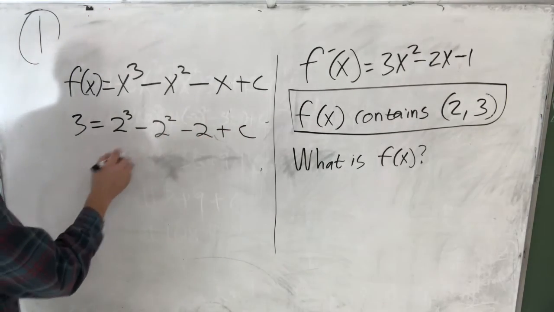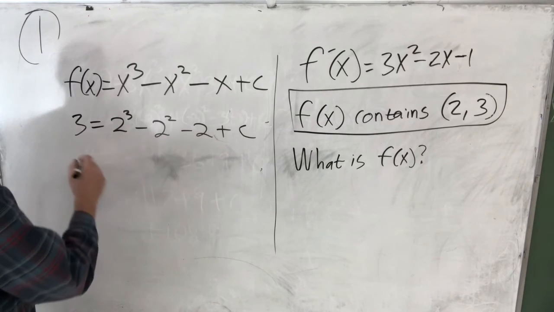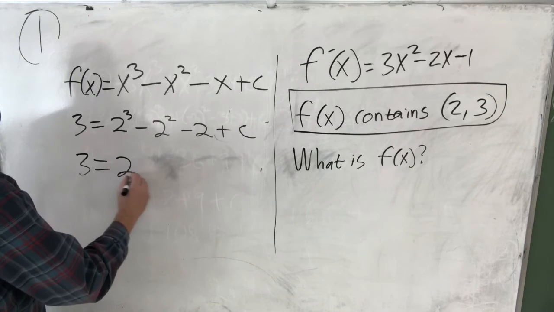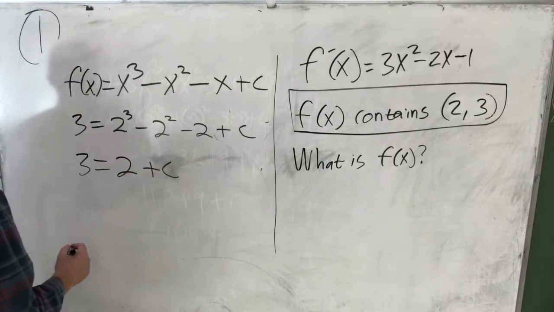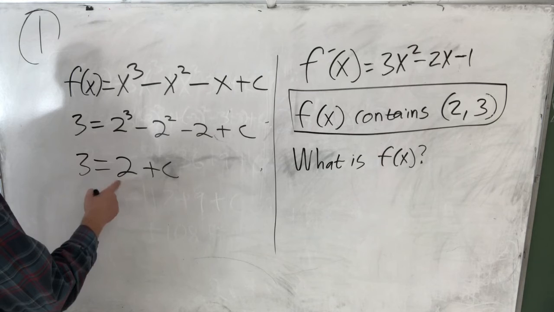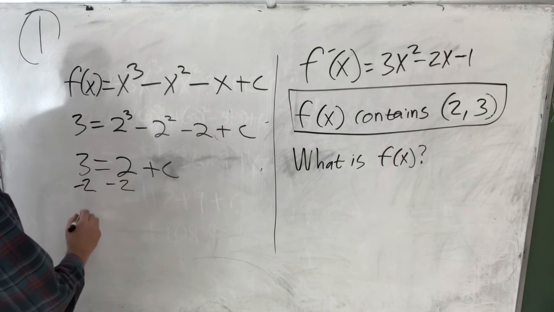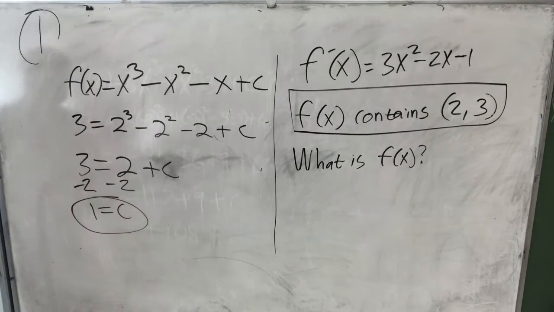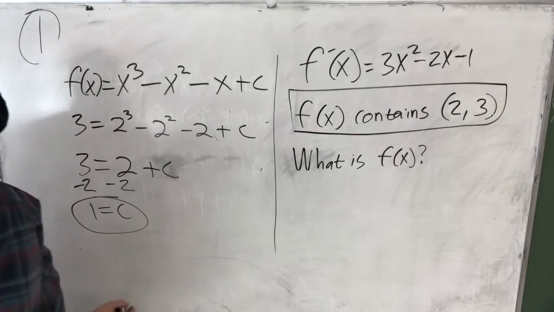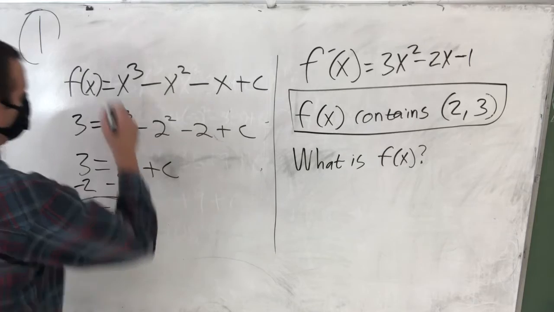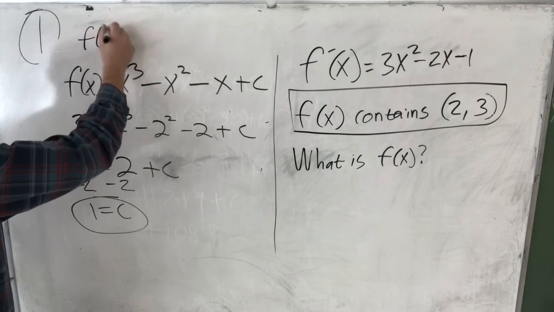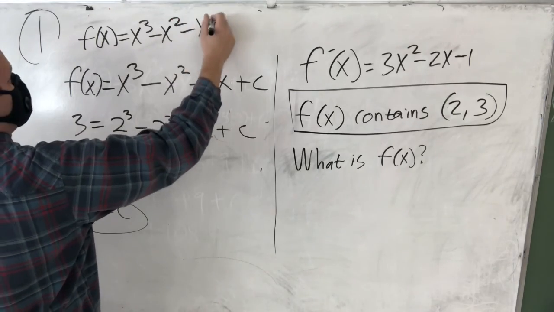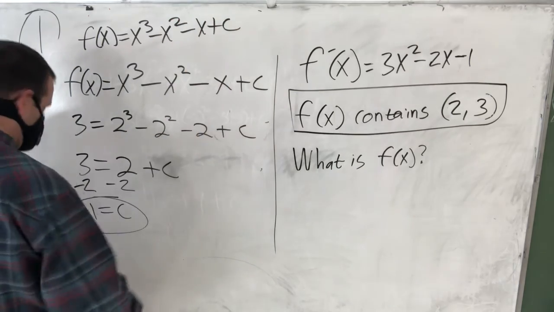Let's see here. That's 8 minus 4 minus 2. So 3 equals 8 minus 4 minus 2 is 2, plus c. Minus 2 from both sides. 1 equals c. There you go. So we take that c, we can plug it back in. So your technical answer would be f of x equals x cubed minus x squared minus x plus 1.